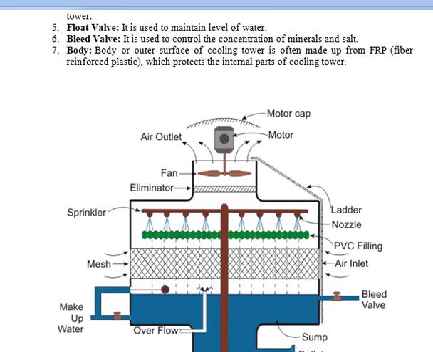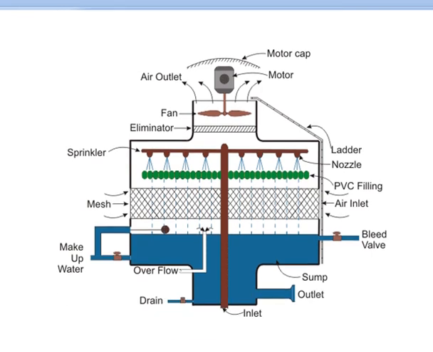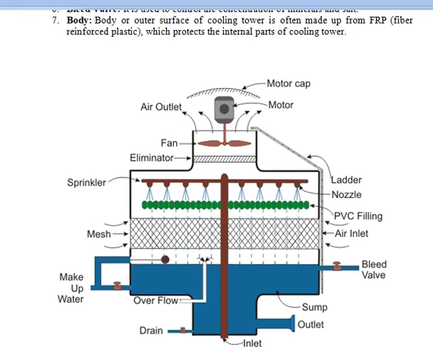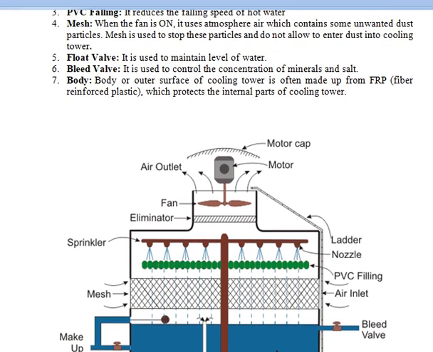So this is the diagram. From this diagram we have to discuss the different parts. This is the nozzle, spout, eliminator, the mesh, the fan, motor, the bleed wall, sump, outlet, drain, inlet, flow, makeup water. All the components are shown in this diagram.